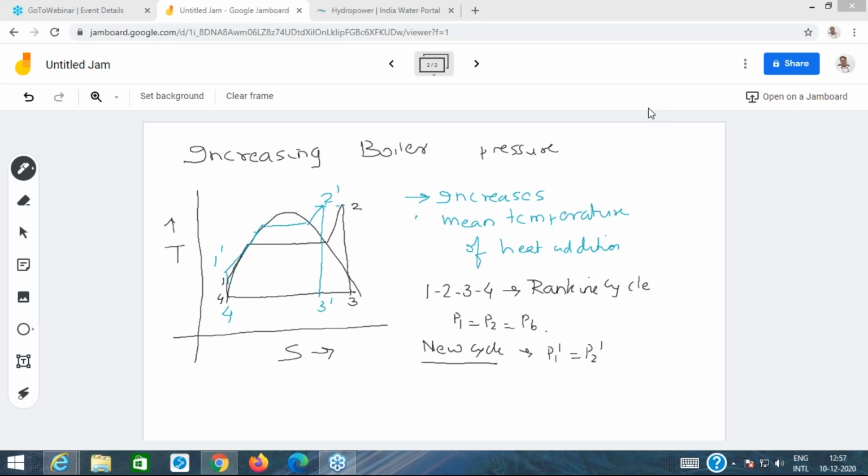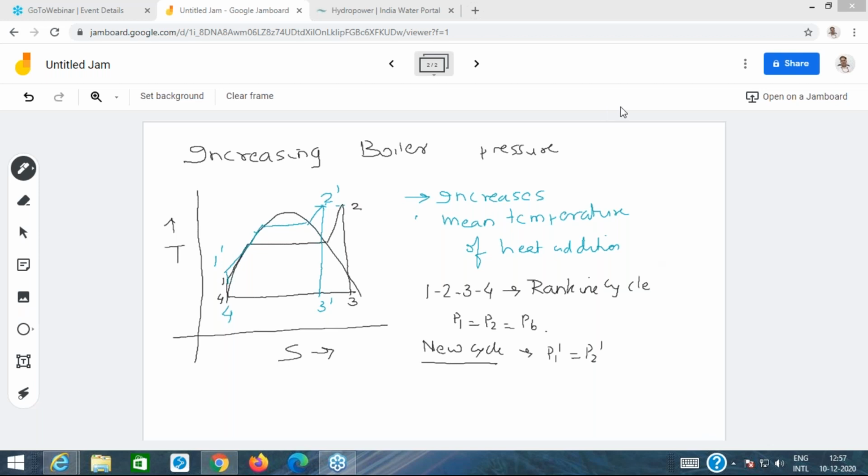If you look at this cycle on a temperature entropy diagram, the cycle 1, 2, 3, 4 is the Rankine cycle where the boiler pressure is P1 is equal to P2, and the one which is shown by blue pen, 1 dash, 2 dash, 3 dash, 4, is a Rankine cycle with the increased boiler pressure. So how do you compare the two? What do you find from the two? The boiler pressure is high? That is correct, Pranav. Apart from that, what do you find?